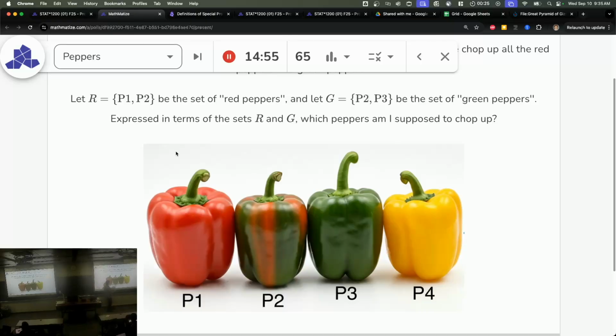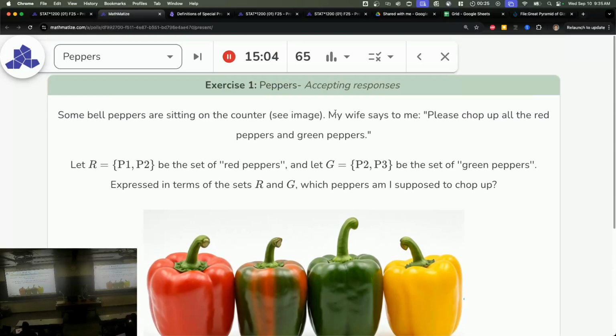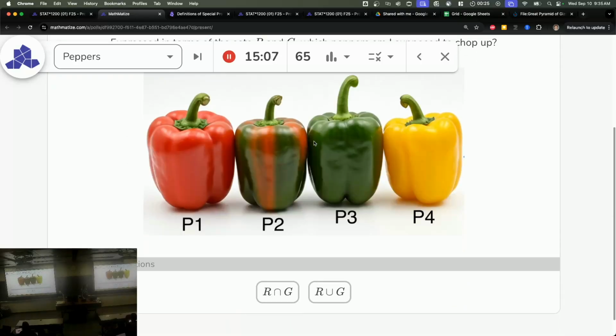And G is P2, P3. Again, curly brackets to mean a set of things. And that is the collection of the green peppers. And then the question is, when someone says, please chop up all the red peppers and green peppers, what do they mean? And it could be a union or an intersection. You might remember from last class, we talked about union and intersection, and the definitions have something to do with and or, but which one is which? Let's see what you guys said.